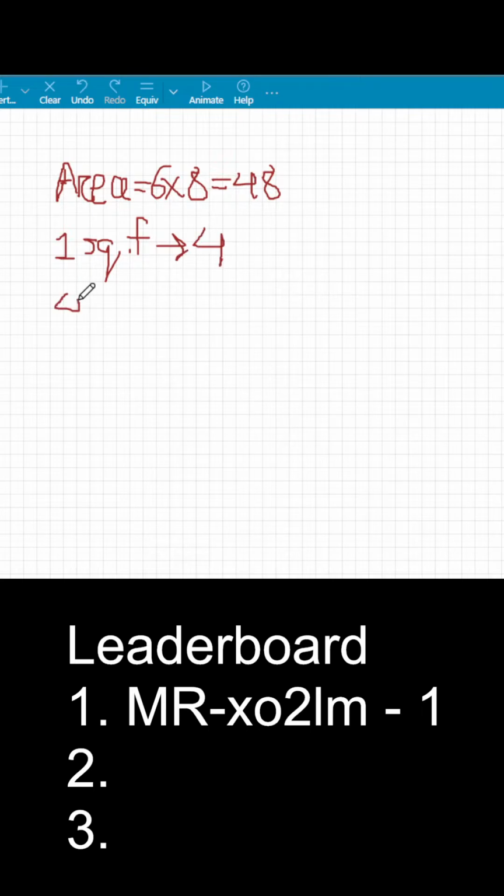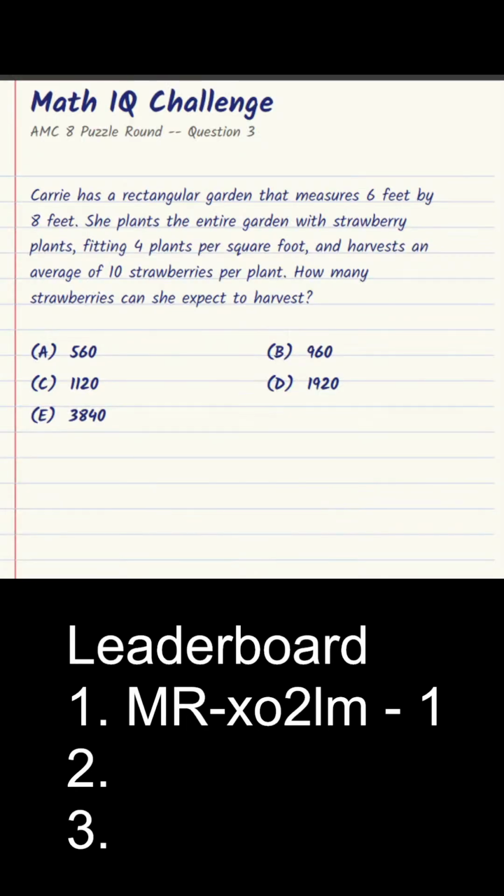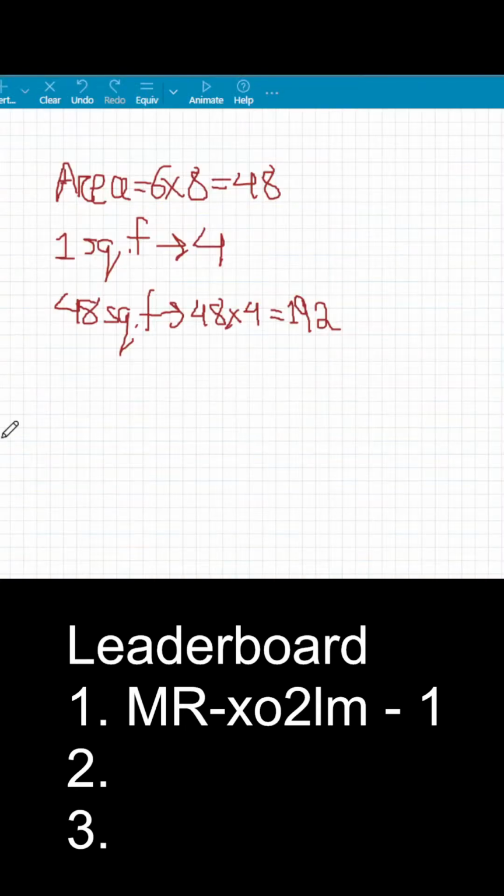Then 48 square feet will have 48 into 4 plants. And 48 into 4, that will be 192. These many plants you can fit, and then one plant harvests an average of 10 strawberries. Then 192 plants will harvest 192 multiplied by 10, that is 1920 strawberries.